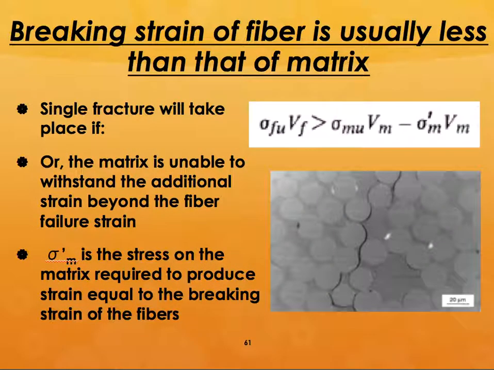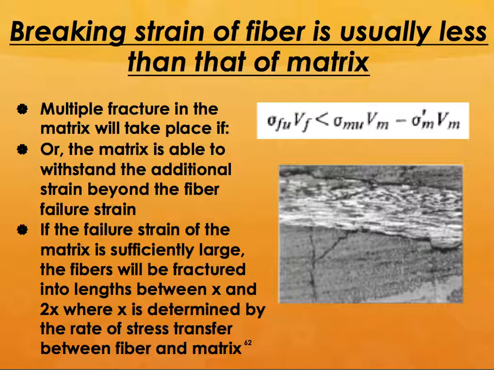So let's reiterate. You will have single fracture if the matrix is unable to withstand the additional strain beyond the fiber strain. That will be the case if the matrix is unable to withstand that additional strain. But you will have multiple fracture if the matrix is able to withstand the additional strain beyond the fiber failure strain. And you can mathematically calculate that to be the case also.